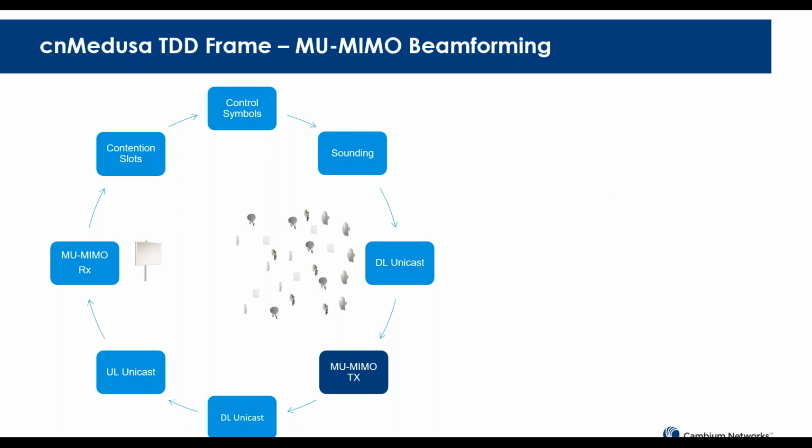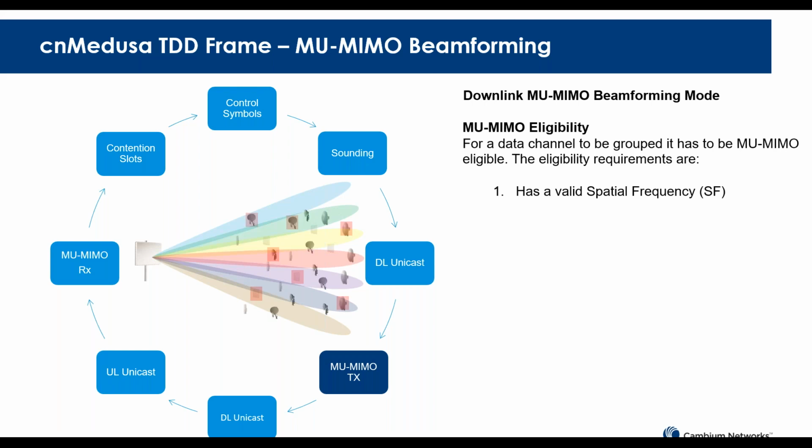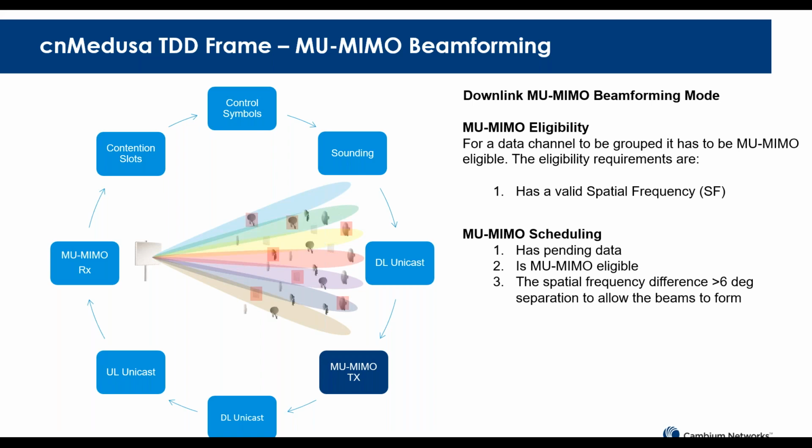The next one is the MU-MIMO transmission, which is the group. And in this case, we form multiple beams in the direction of the multiple subscribers. In order to be eligible for MU-MIMO transmission, a subscriber needs to have a valid spatial frequency. This is what we refer to, basically you can think of this as being correlated to the azimuth. This gives the information of where physically the subscriber is in the sector. And of course, it's important to know in which direction to point the beam.